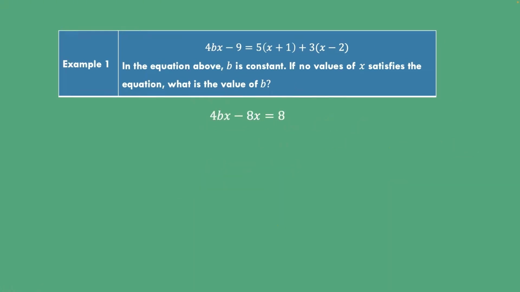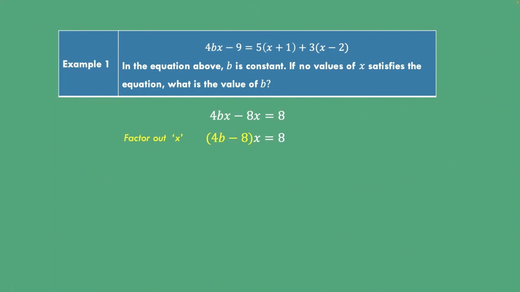Now we have all our x terms on the left. Notice that both 4bx and 8x have x as a common factor. We can factor out x, which leaves us with the quantity 4b minus 8 times x equals 8.